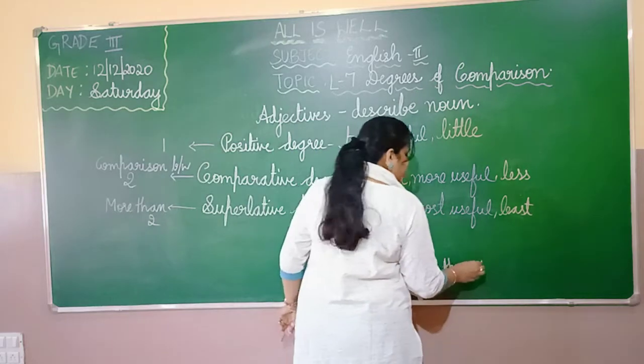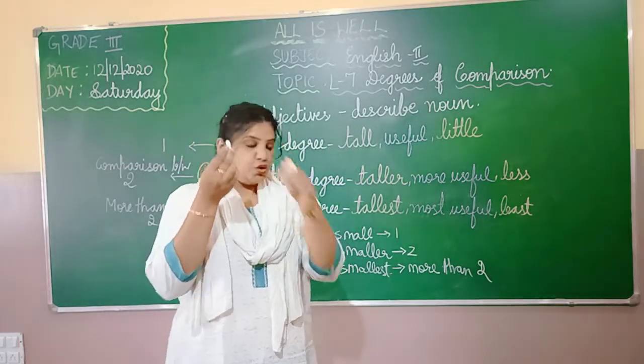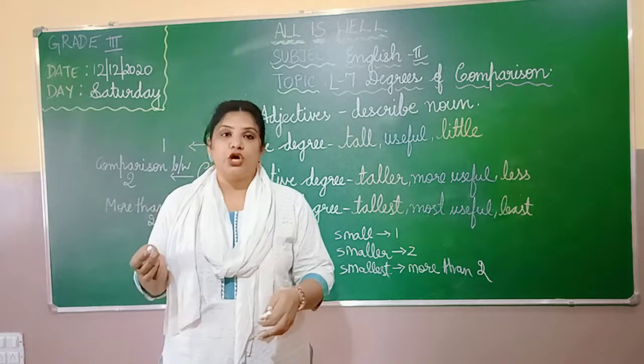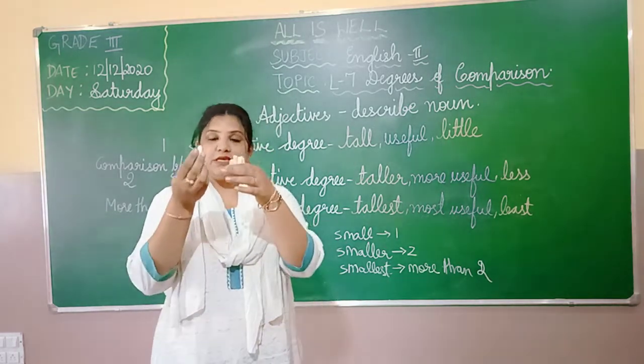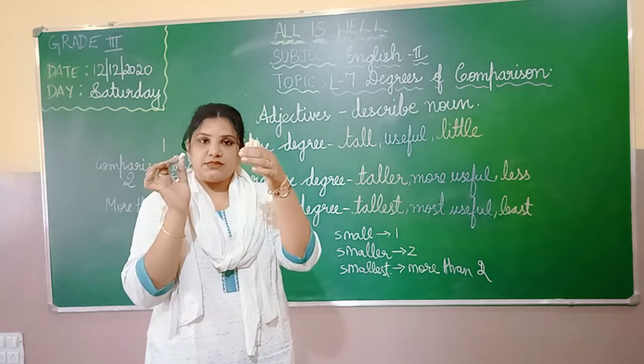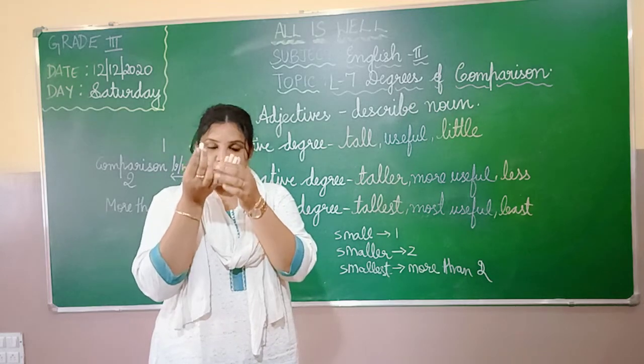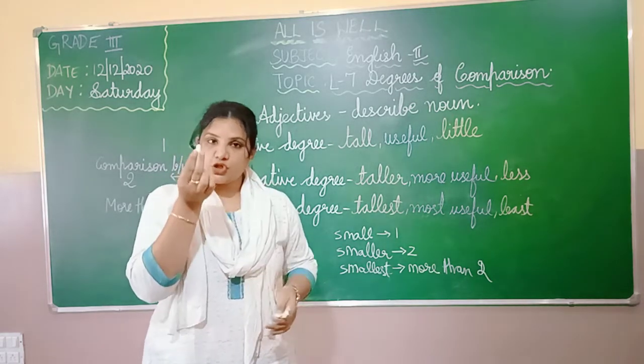Sorry, more than 2. When I have taken more than 2, that became smallest. Correct? And I will say white chalk is smaller than the others. This is the smallest chalk. Compared to others, this is the smallest chalk. No? So I am saying this is the smallest chalk.